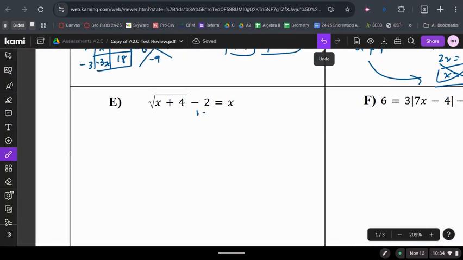Whereas this one, when we add the 2 to both sides, square root of x plus 4 is equal to x plus 2.